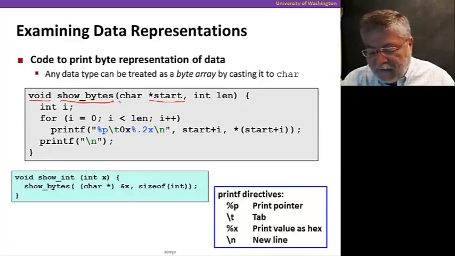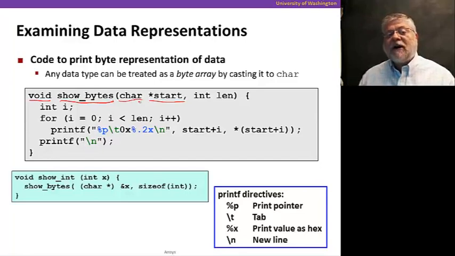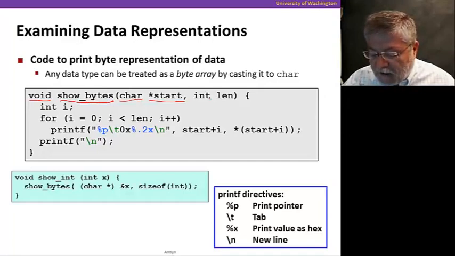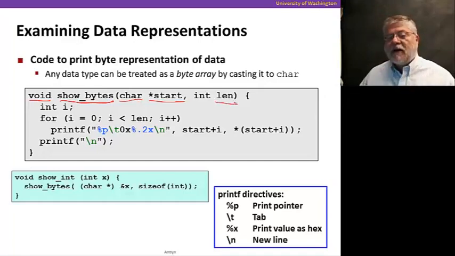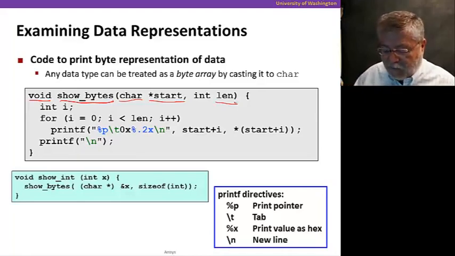And to what kind of thing is it pointing? Well, it's pointing to a character. And in C, a char is a 1 byte quantity. So in this case, we're just saying we're pointing to a byte in memory. All right? And then the second argument is an integer that is the length of bytes that we want to print, the number of bytes we want to print.